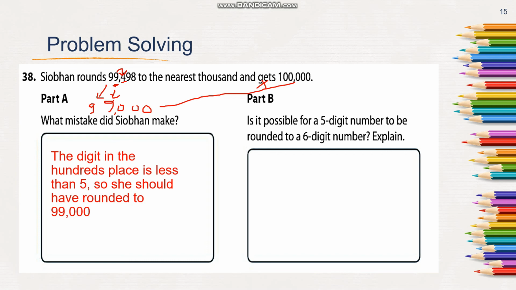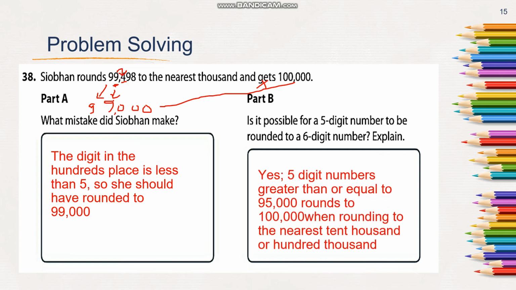Is it possible for a 5-digit number to be rounded to a 6-digit number? Explain. The answer is yes. 5-digit numbers greater than or equal to 95,000 round to 100,000 when rounding to the nearest 10,000, or 100,000. So it is possible.